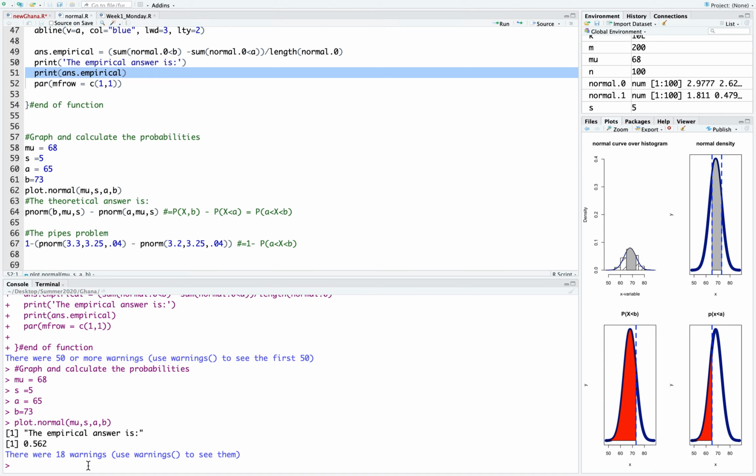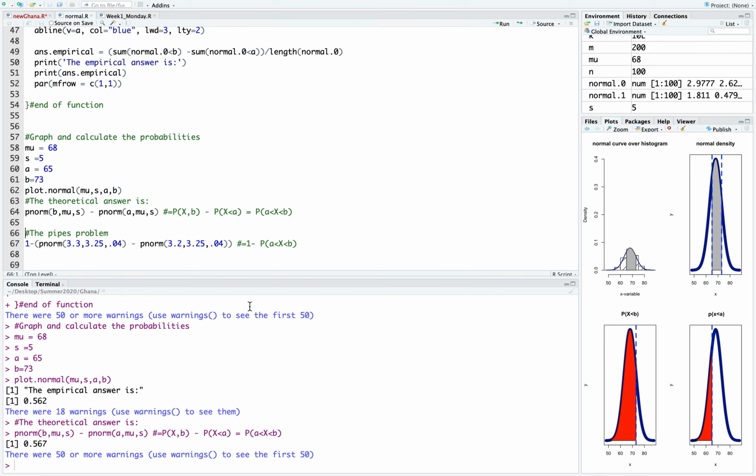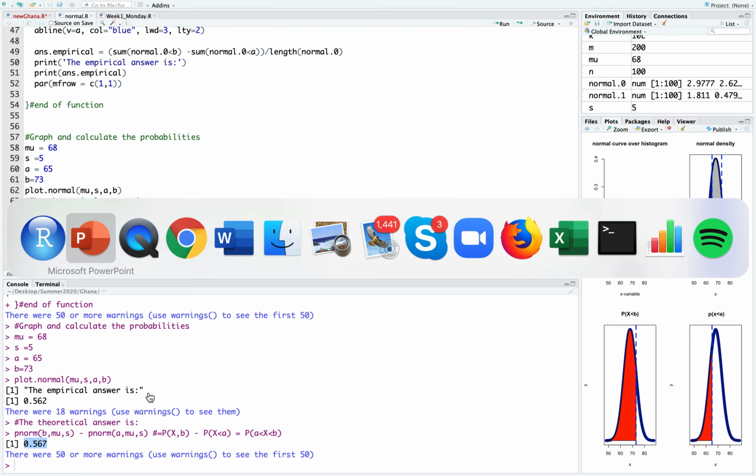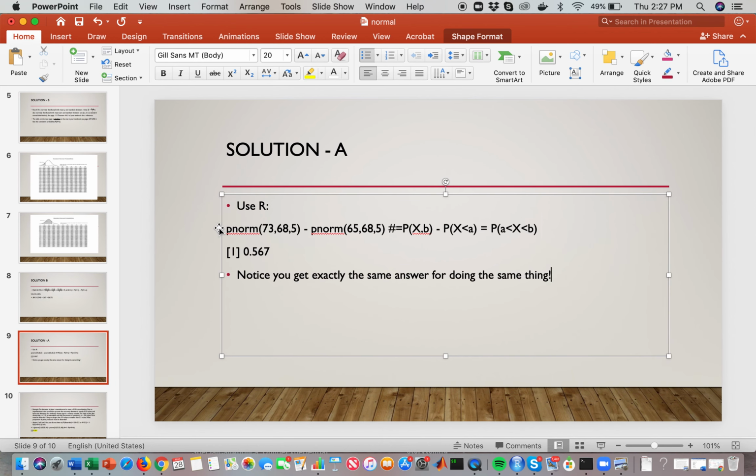It got 0.562 because it was an approximation, right? That was from the histogram, from the data. The theoretical probability that you'll calculate in R and with your table in your book is this one, 0.567. Notice that's exactly the value you get when we did it with the table. And that's no coincidence. Okay, if I just took this right here, I'm going to get 0.567.